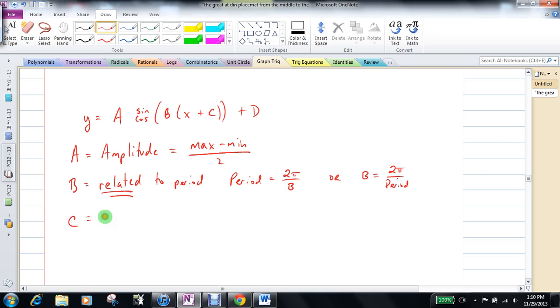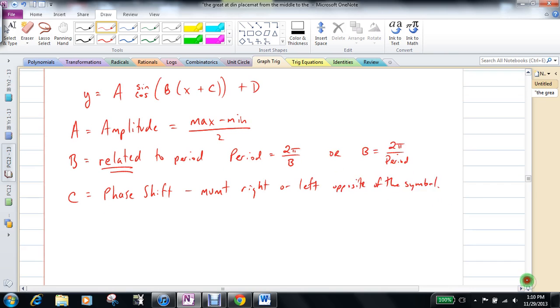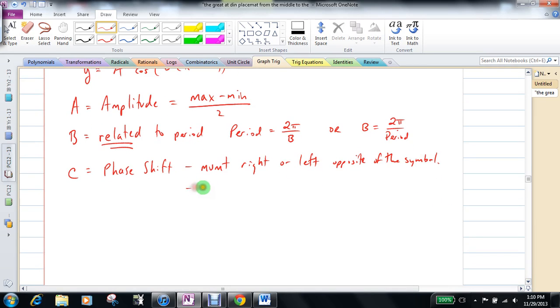The c value is what we have called our phase shift. As you know, that is the movement right or left, opposite of the symbol. Keep in mind that in order to determine this, you may have to factor first.